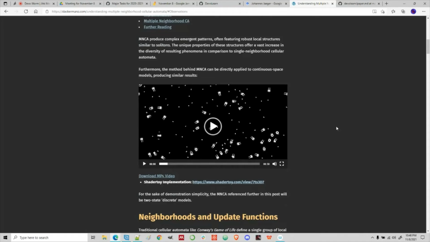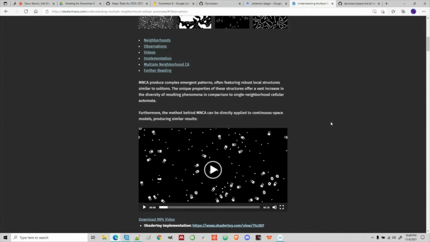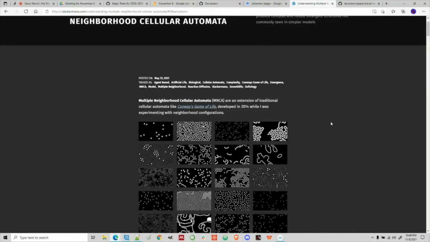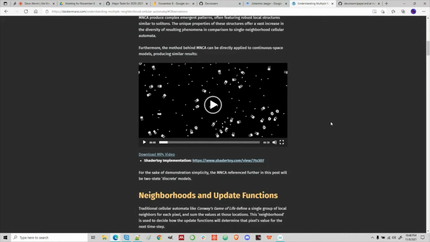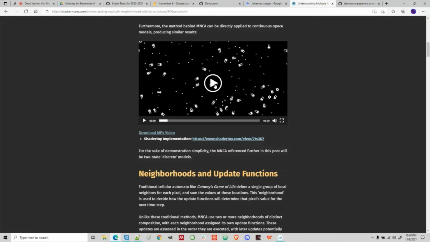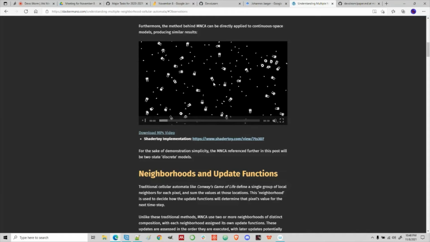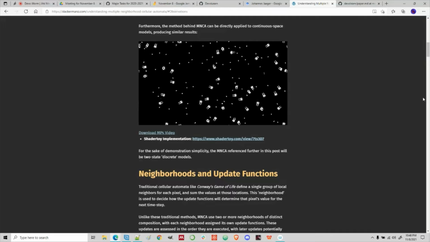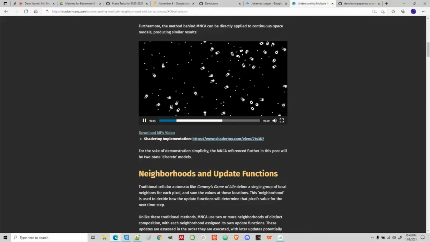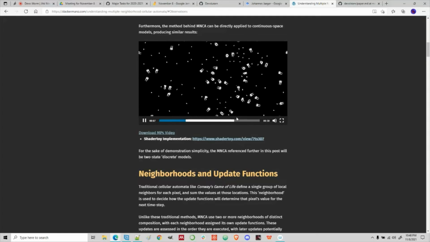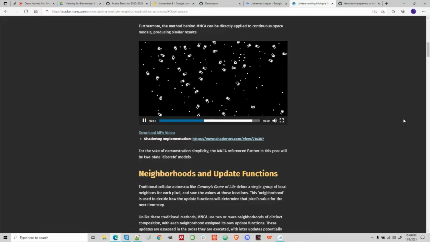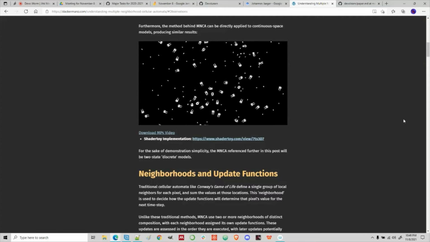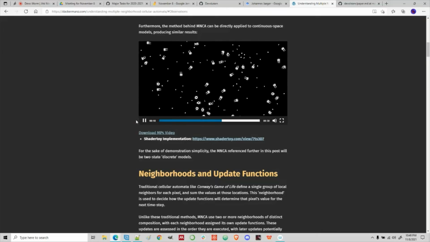I know that we do a lot of stuff with Morphozoic in this group, and Morphozoic is similar to this in some ways because it has nested neighborhoods. This has multiple neighborhoods, so it's a little bit different model. This is implemented in the Shadertoy example here. This is an example of MNCA directly applied to a continuous space model. So this is all continuous. These particles are moving around in continuous space rather than a discrete grid, and you can clearly see there's pattern formation going on amongst the particles.